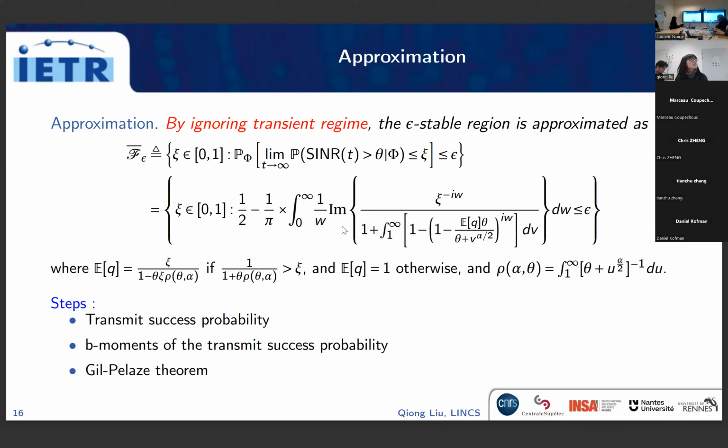So we can give an expression for this definition. We can see that the approximation depends on this expectation of Q, which is the average active probability for a randomly chosen interfering base station. And this is a step function: if the conditional coverage probability is larger than the arrival rate, it has one expression, and otherwise it equals one. The steps to get this expression: first we need to calculate the conditional transmit success probability, then get the B moments of this transmit success probability, and in the end use the Gil-Pelaez theorem.